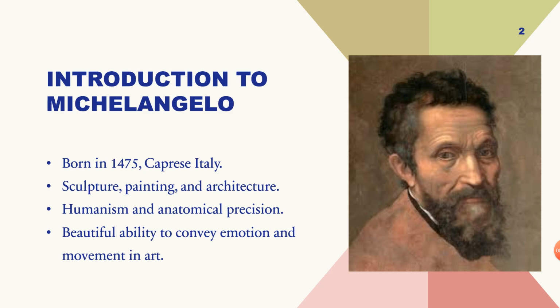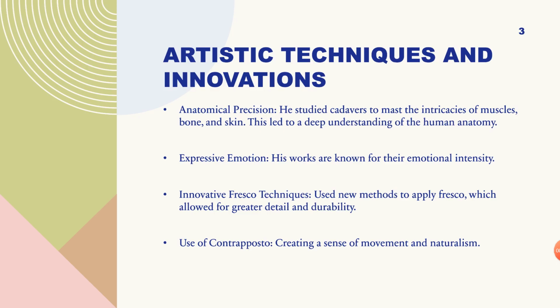Michelangelo was born in 1475 in Caprese, Italy. His mediums were mostly sculpture, painting, and architecture, and he used techniques like humanism and anatomical precision, as well as conveying emotion and movement through art, which made his pieces so historical and important and popular. Some of the techniques and innovations he used were anatomical precision.